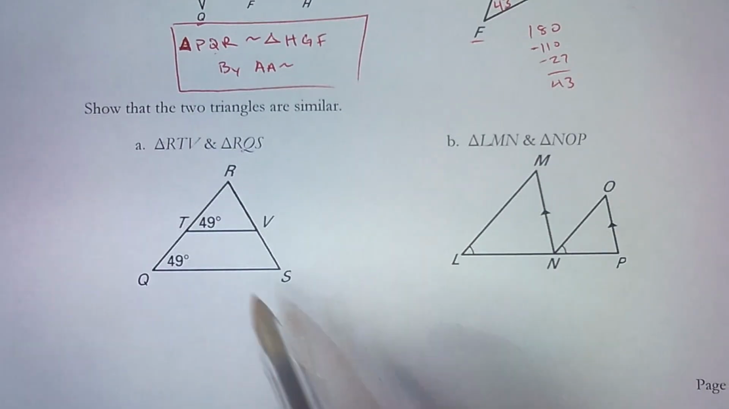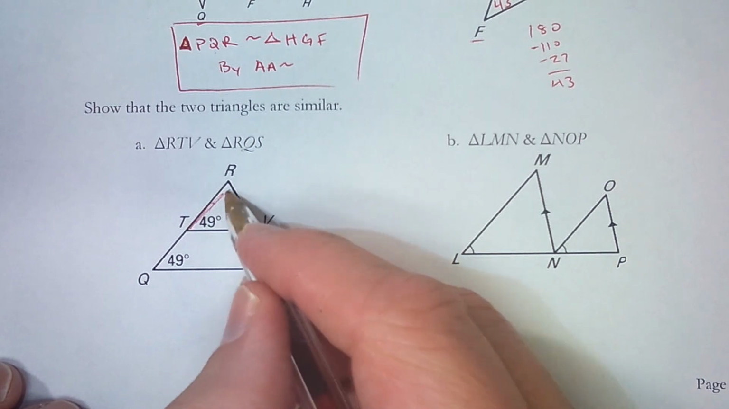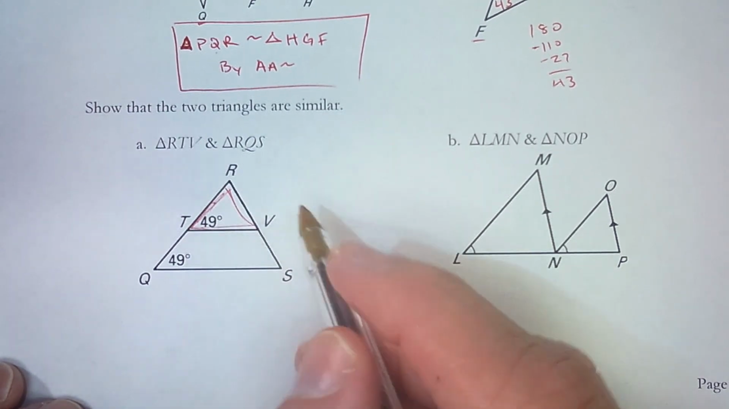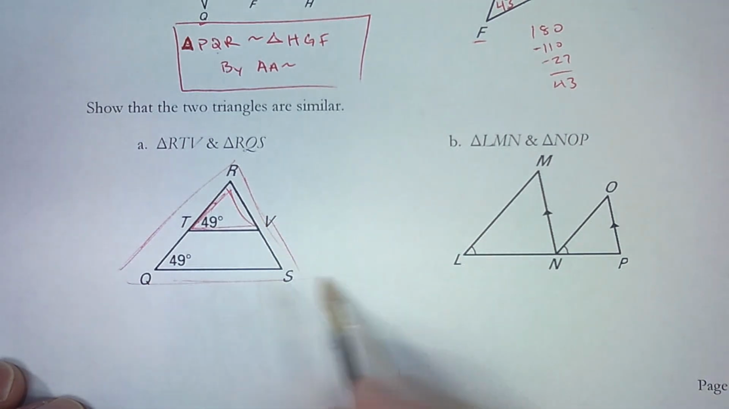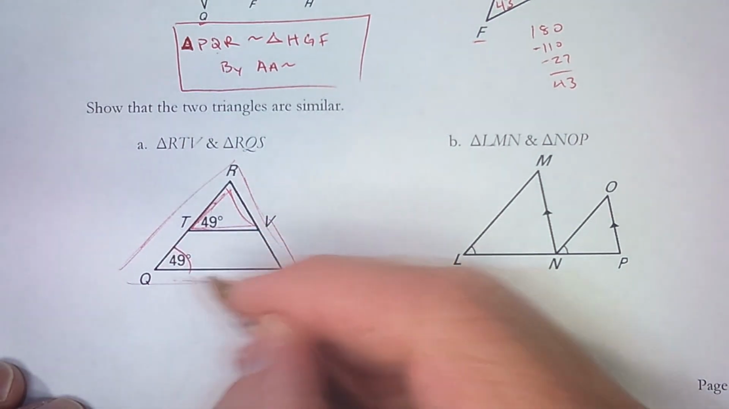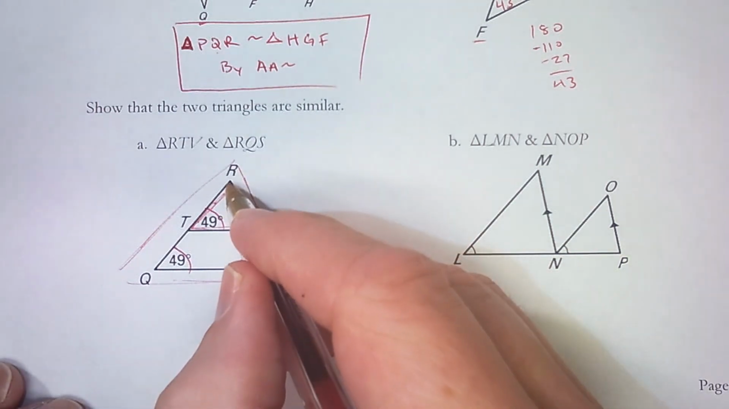Okay? How can we show that these triangles are similar? So I've got triangle RTV. So that's this triangle up here. And then I've got this outer triangle, RQS. Now they both have a 49-degree angle. Okay, but I need another angle to show that they are similar. But they actually share an angle up here.